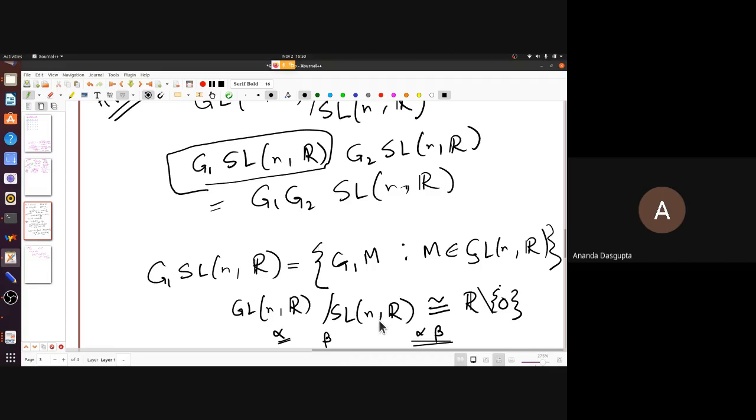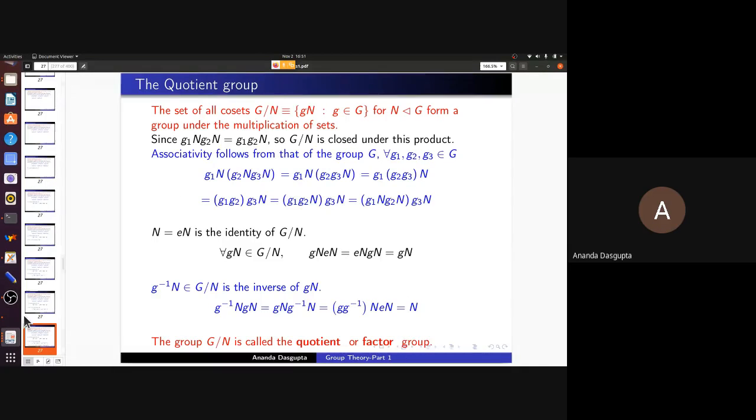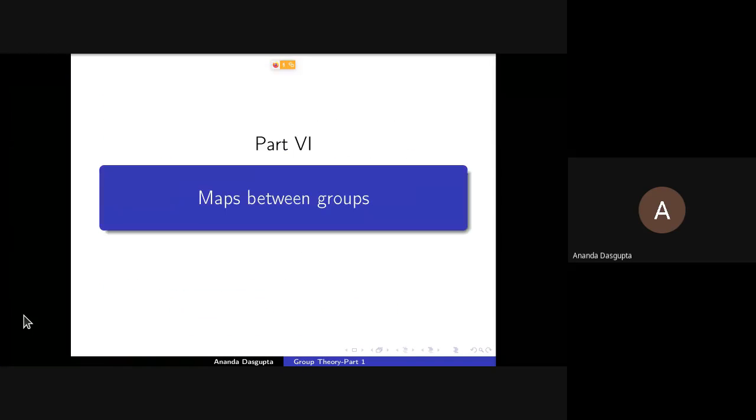Okay. So essentially these two groups may have labels and elements which look different, but as far as group structure is concerned, they're exactly the same. So these are called isomorphic groups. That's actually the topic that I'm going to talk about in general next. When are two groups to be considered the same group? So let's move on to the next topic, which is maps between groups.